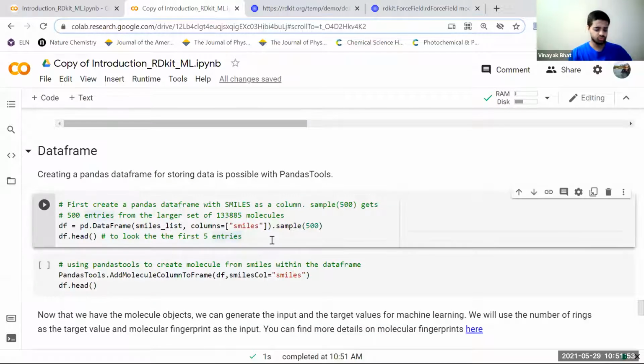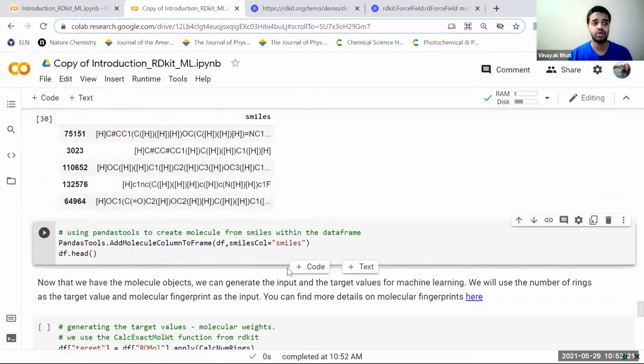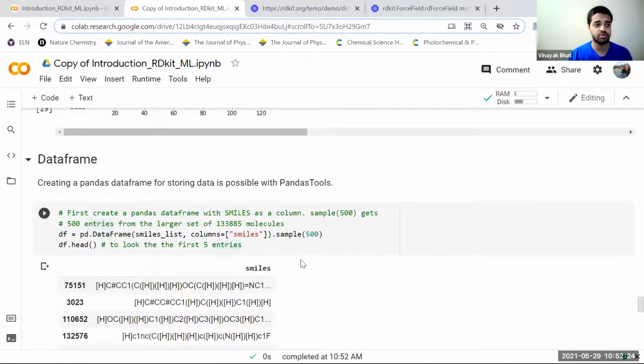So moving forward, let's try to be on time. First we'll create a pandas data frame, because as we see, handling each of the entries is difficult. If we pass in the smiles list here and say columns equal to smiles, and I just use 500 randomly selected molecules here and create a data frame. What a data frame does is it creates a nice table like this, and you see smiles and other things.